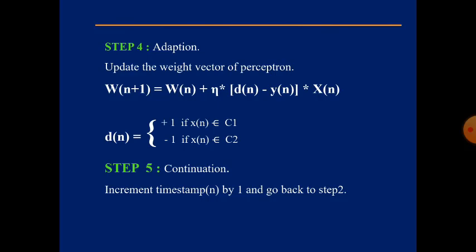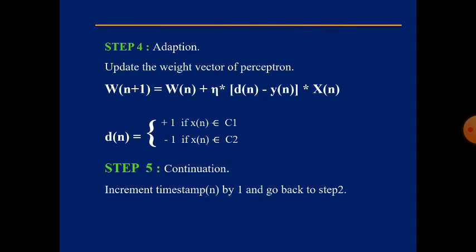So d of n is nothing but the desired response or expected output, equal to plus 1 if the input vector x of n belongs to class C1, and it is minus 1 if the input vector belongs to class C2. Next is continuation.